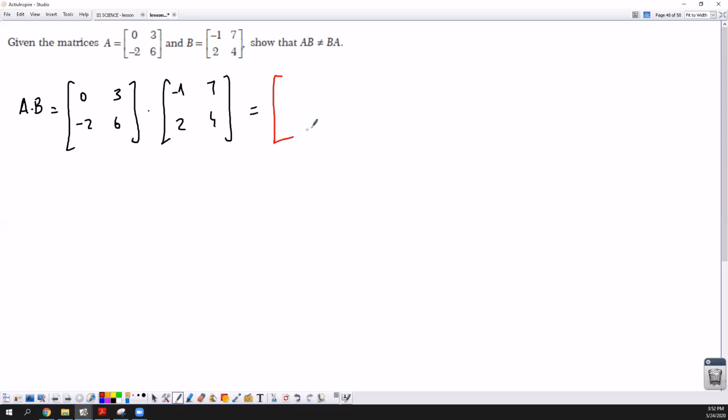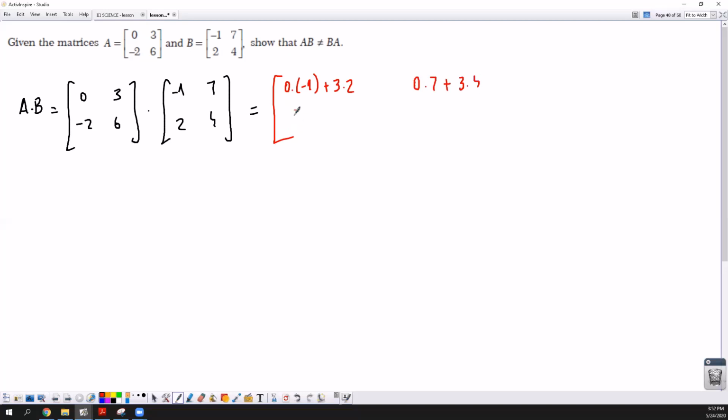We are going to start with the first row and the first column, which is 0 times -1 plus 3 times 2. And for the first row and the second column, we will multiply the first row by the second column, which is 0, 3 and 7, 4. So it's going to be 0 times 7 plus 3 times 4.